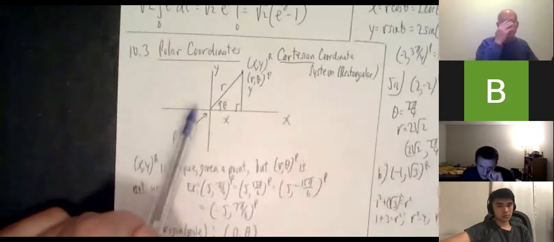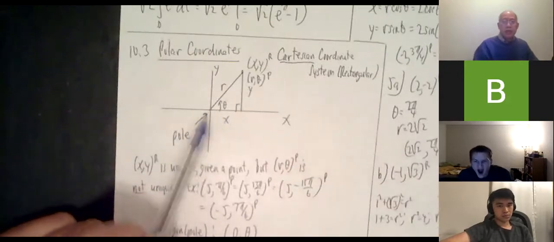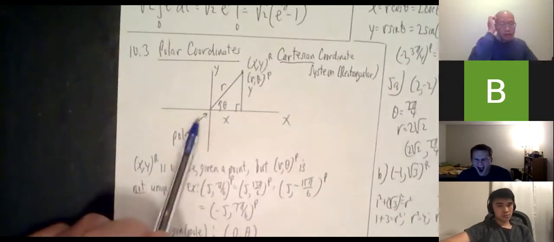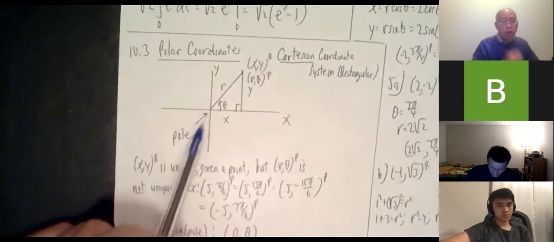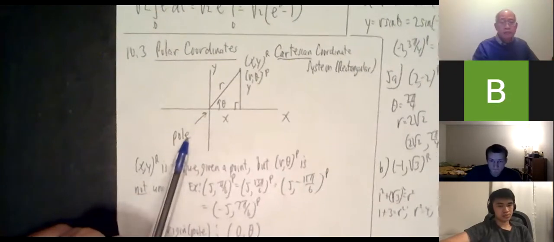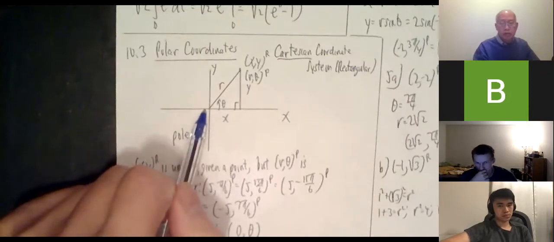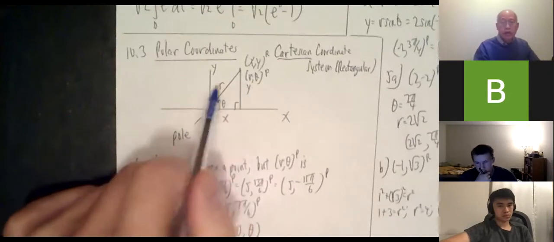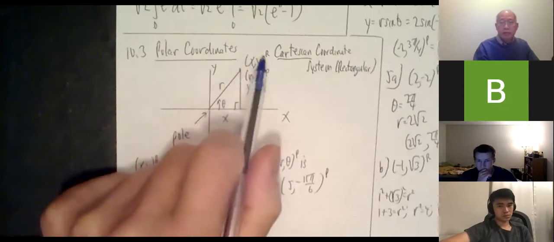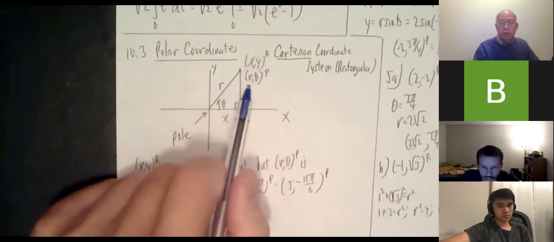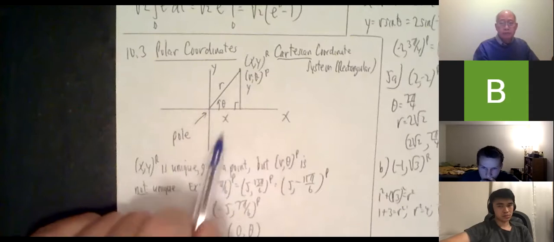So here's my version of it. Same picture. Now, in polar coordinates, very technically, the origin is now called the pole, P-O-L-E. It's the pole. But I don't mind if you still say origin. So X, Y, R, theta. X comma Y in rectangular coordinates, R comma theta in polar coordinates.